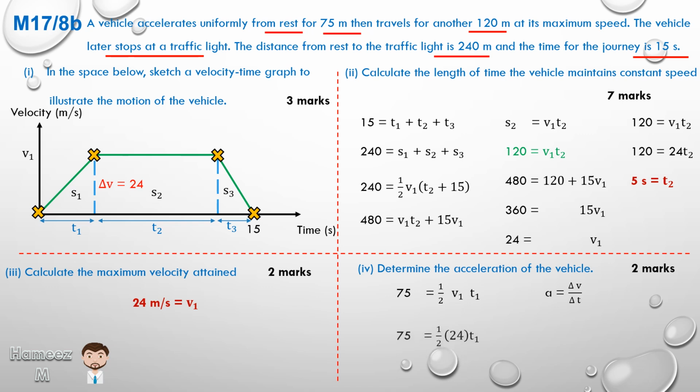So 75 is equal to a half times 24 t1. A half of 24 is 12. And carry it across. 75 divided by 12 is 6 1/4. So the time t1 for the first interval will be 6.25. So we can now substitute. So acceleration is 24 divided by 6.25, which works out to be 3.84 meters per second squared.